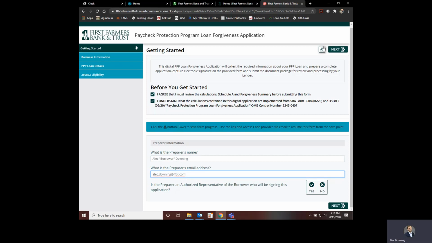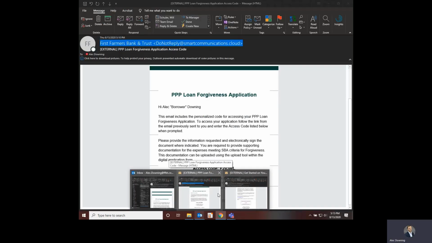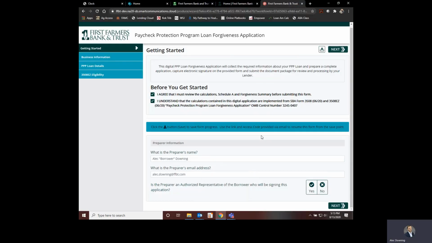Make sure at any point, if you need to save and come back to it, you can click this save button right here. And you can go back to that link and click it and click back into your access code and put that back in, and it'll save where you're at, and you'll be able to pick back up where you left off.